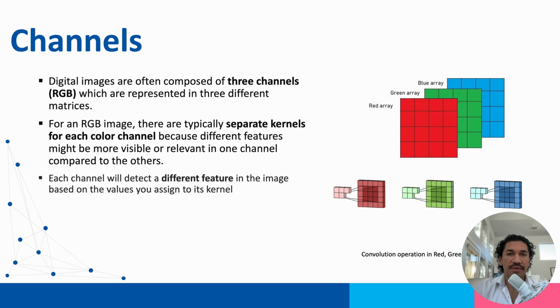Digital images often have three channels represented as separate matrices, allowing CNNs to capture diverse features across the color spectrum. Different features may be more prominent in one channel over the other. So by applying unique kernels to each channel, CNN can analyze color-specific patterns and textures, enhancing accuracy in tasks like object recognition and also tasks like cancer cell image classification correctly.